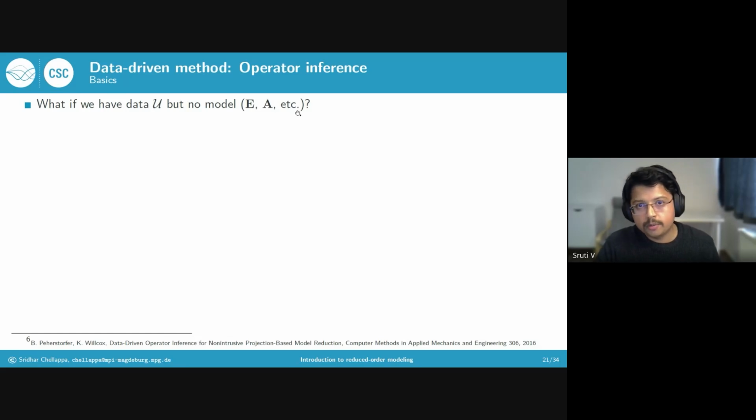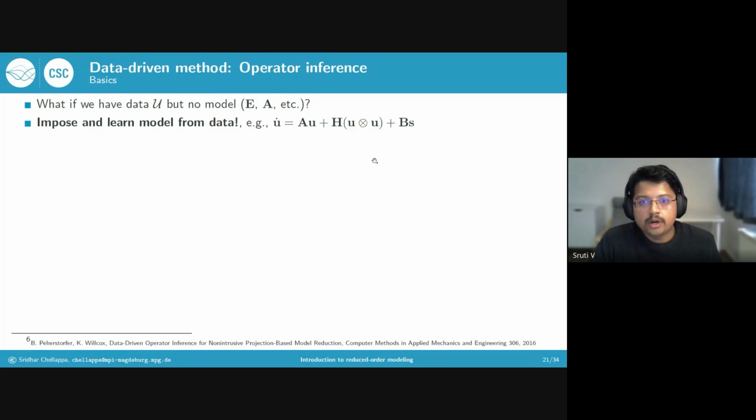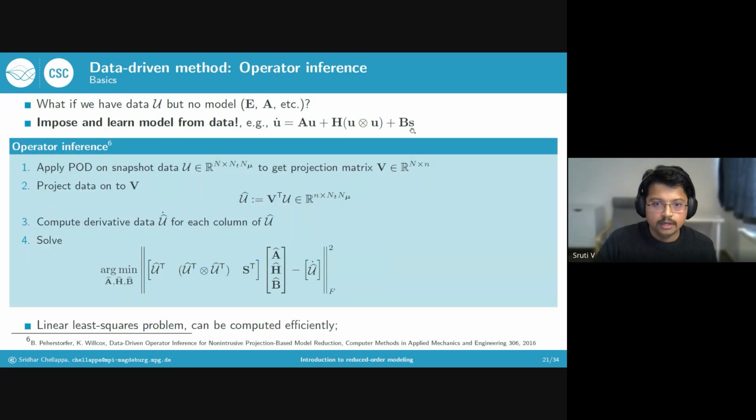I want to first talk about the operator inference method, which is a very recent method developed at MIT. So the idea there is that, okay, if we don't have the model, let's just impose whatever model we want on the data. So for example, if you have data of the dynamical system, they impose a quadratic model as shown here. And the main steps of the algorithm are also very simple. You collect data, you apply your POD, obtain your projection basis, and you do the projection step in order to get the reduced snapshot matrix.